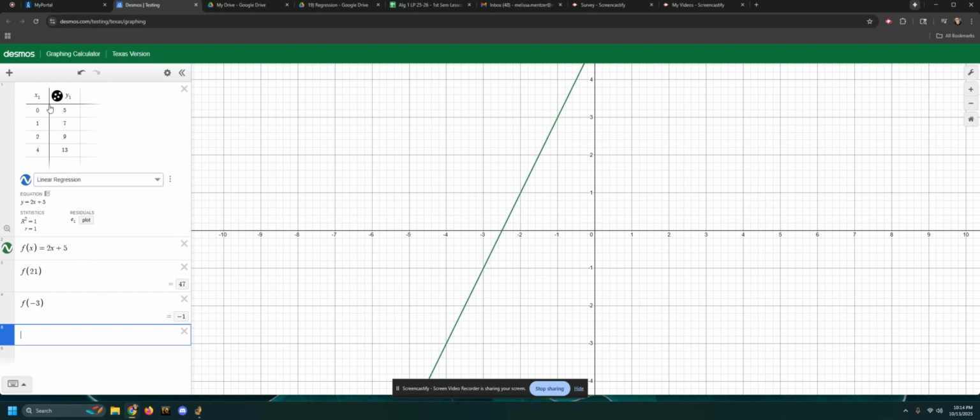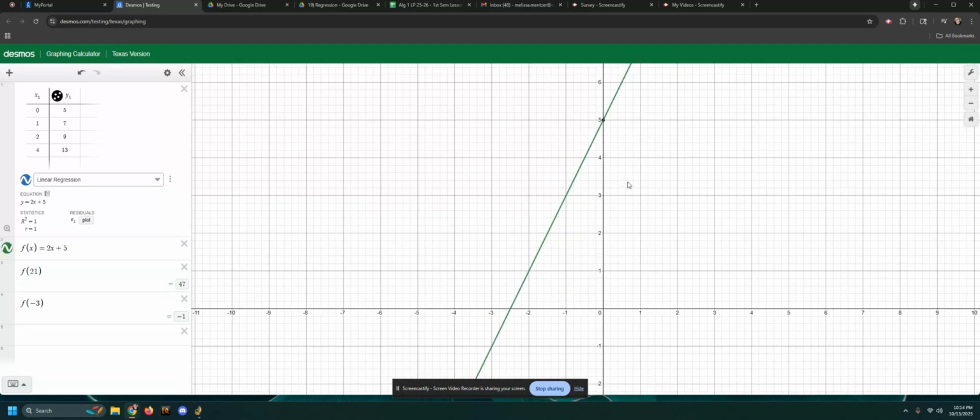So you can do the regression, get the equation where my slope is 2, my y-intercept is 5. I can also check it out on here. My y-intercept is 5, my slope is moving up 2 and over 1, and then I can make predictions. Okay, so that is how you do a regression on the Desmos calculator.